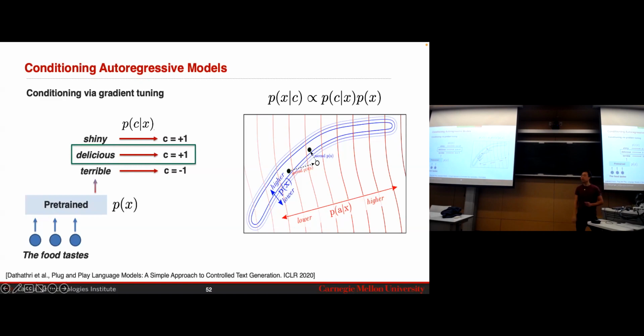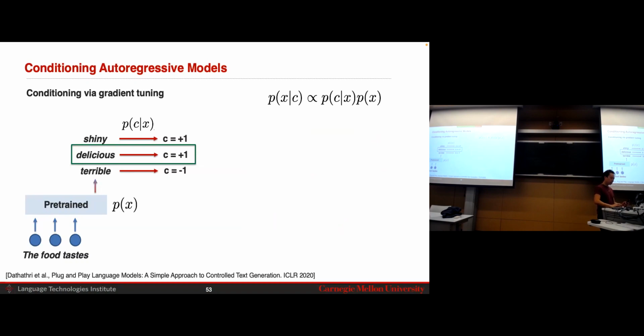And if you do that, increasing P of C given X gives you shiny and delicious. And then increasing P of X filters out the shiny and just leaves you with the word delicious as the next completion. How exactly do they do this?